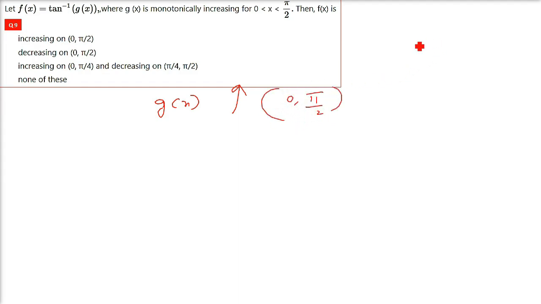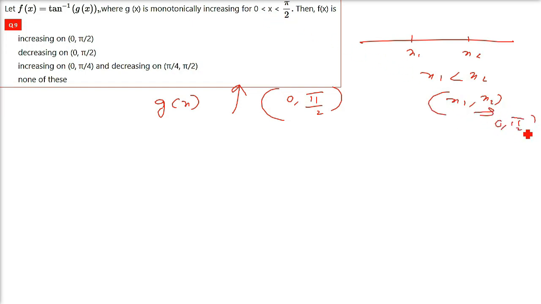So what is the definition of increasing? If you remember, when we started the first exercise, I told you we take two numbers x1 and x2, where x1 is less than x2. When x1 and x2 belong to this interval, which is 0 to pi by 2, g(x) is monotonically increasing.